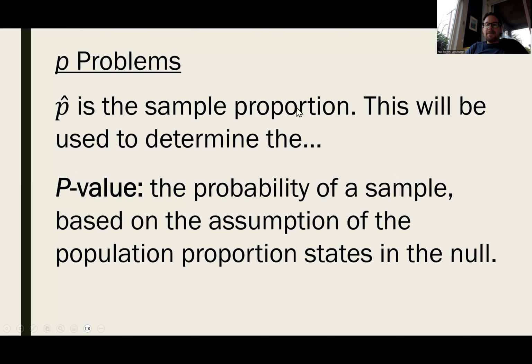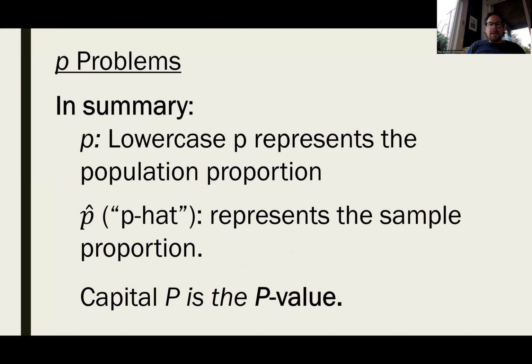p hat is the sample proportion. This will be used to determine the p-value, which is the probability of the sample based on the assumption of the population proportion stated in the null. So in summary, these are three separate p's: lowercase p is the population proportion, lowercase p with that caret over the top is called p hat and represents the sample proportion, and capital P is the p-value.